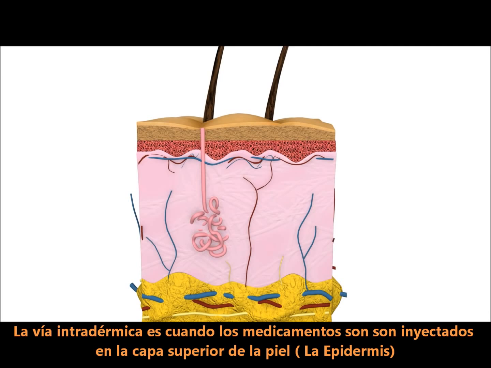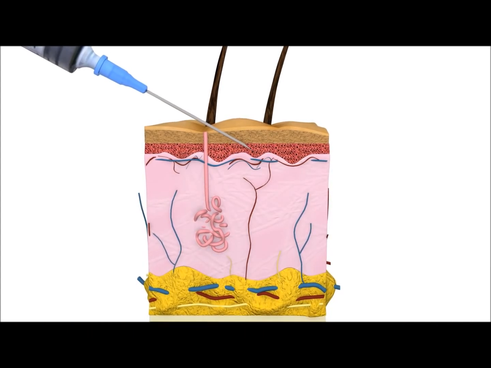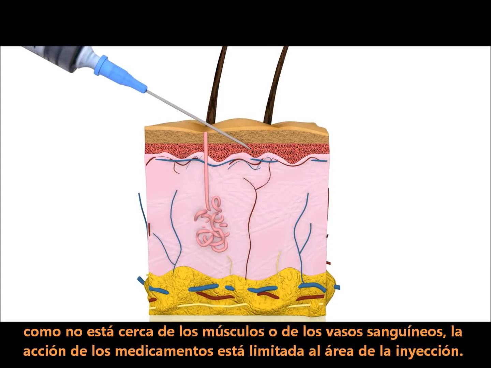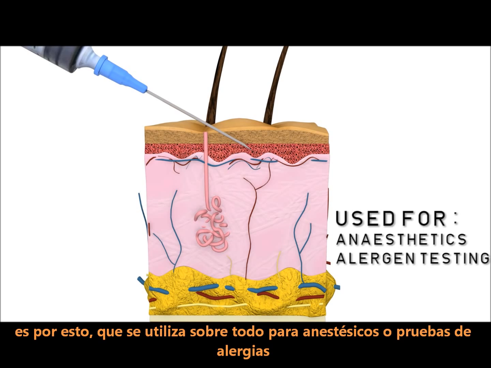The intradermal route is where medication is injected just below the top layer of the skin, the epidermis. As the injection site is not near any major muscles or blood vessels, the action of the medication is limited to the area of the injection site and is therefore primarily used for anaesthetics or allergy testing.